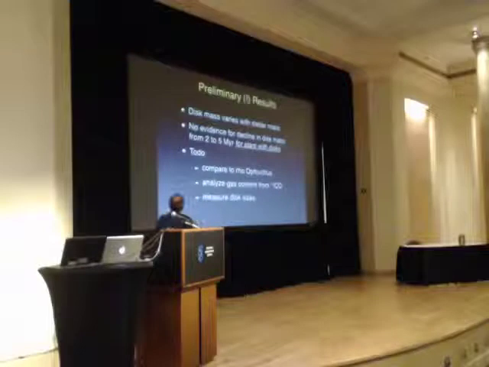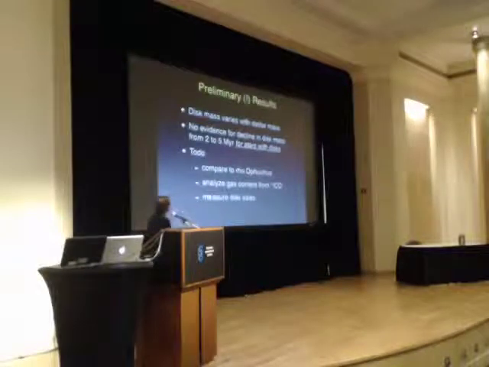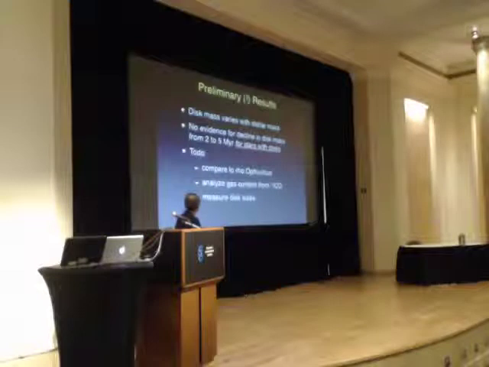Okay, so the preliminary results then. Within Upper Sco, I think there's pretty good evidence that the disk mass is varying with stellar mass, where the more massive stars have more massive disks at that age. There's no evidence yet for a decline in the disk mass from 2 to 5 million years. This is for stars with disks.